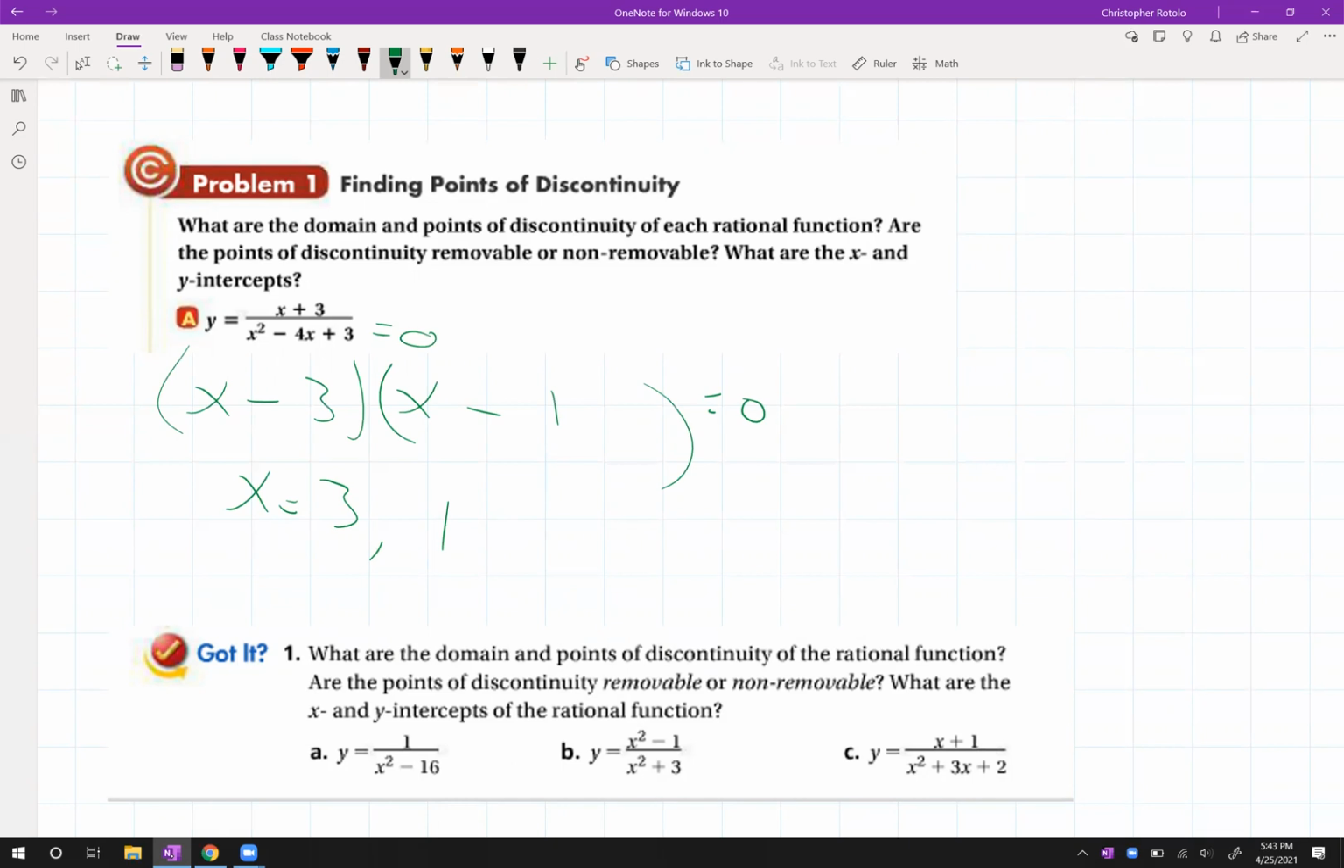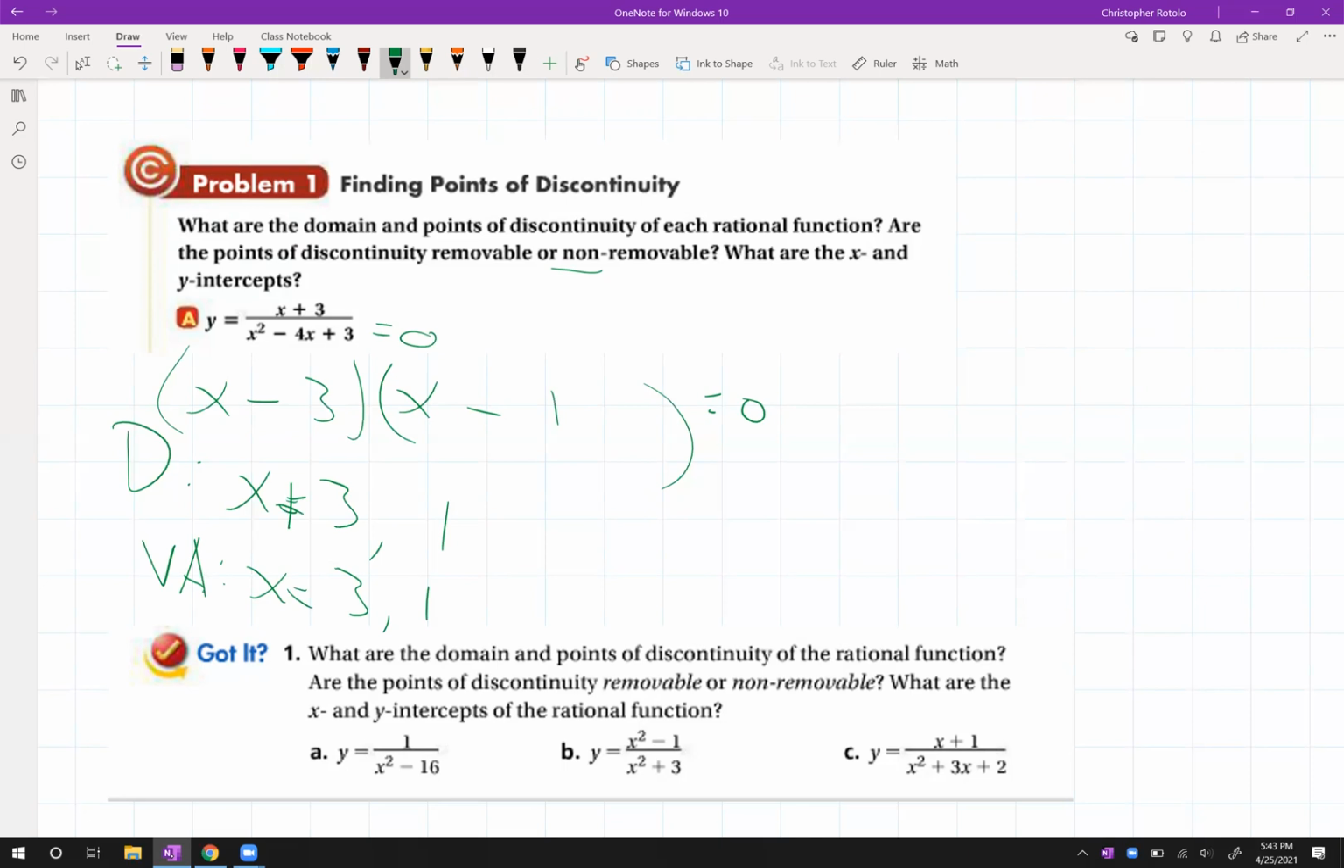So these are my domain restrictions. Domain is x cannot be 3 or 1. Now what happens there? I can't remove them, right? They're non-removable. So that makes them vertical asymptotes at x equals 3 and 1. And what are the x and y intercepts?